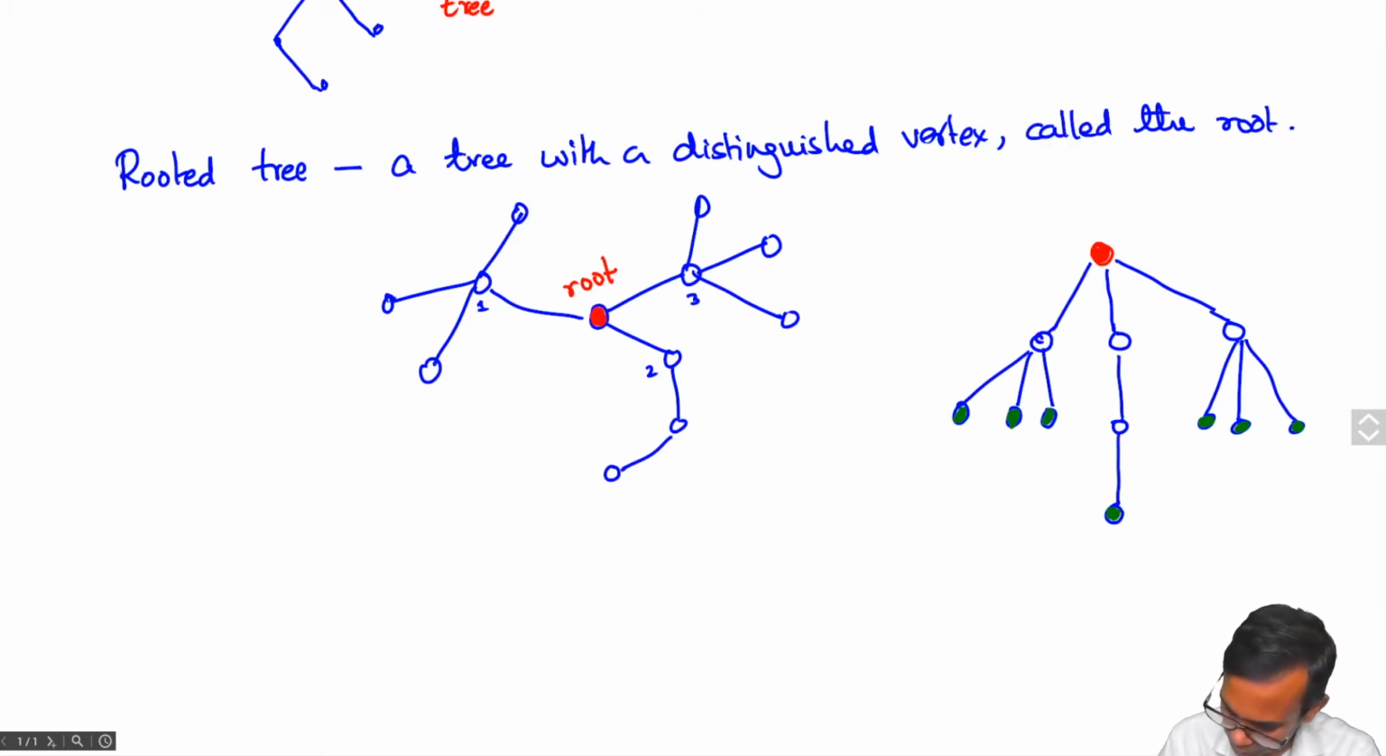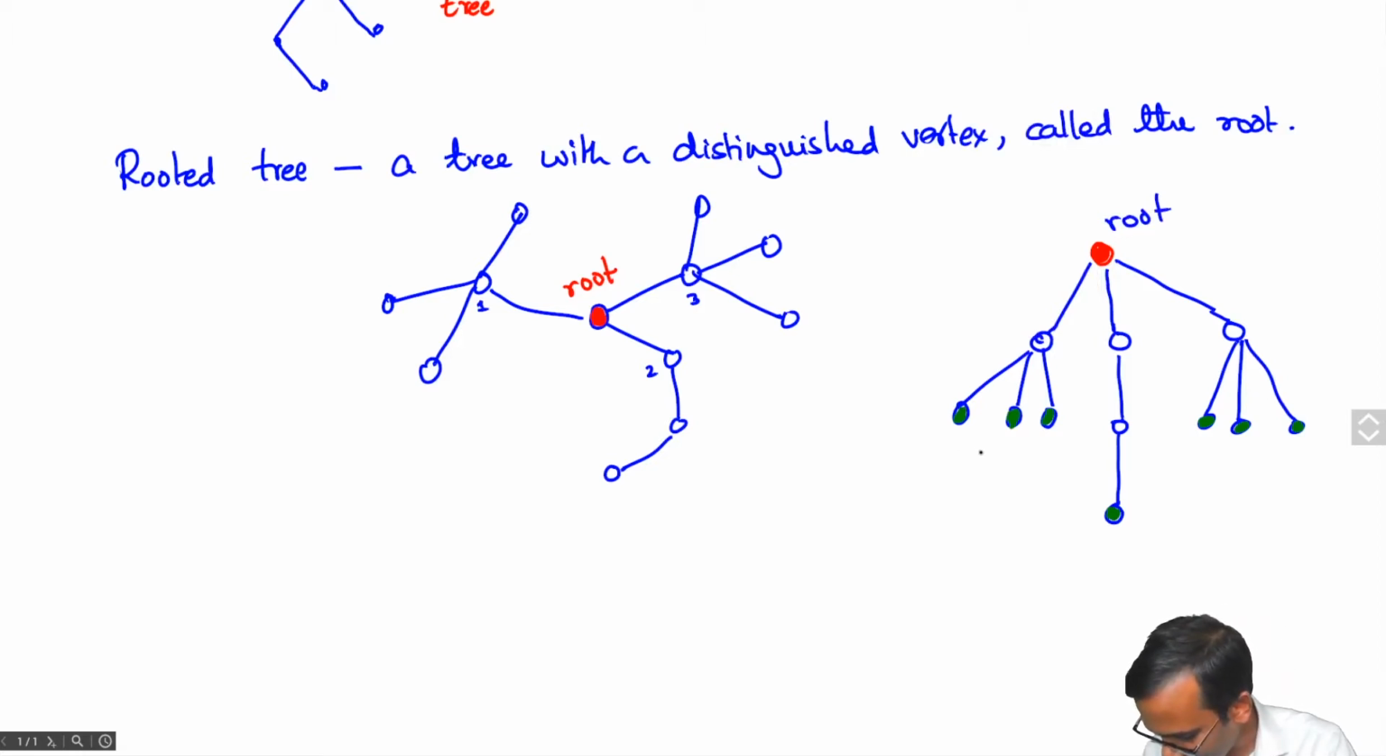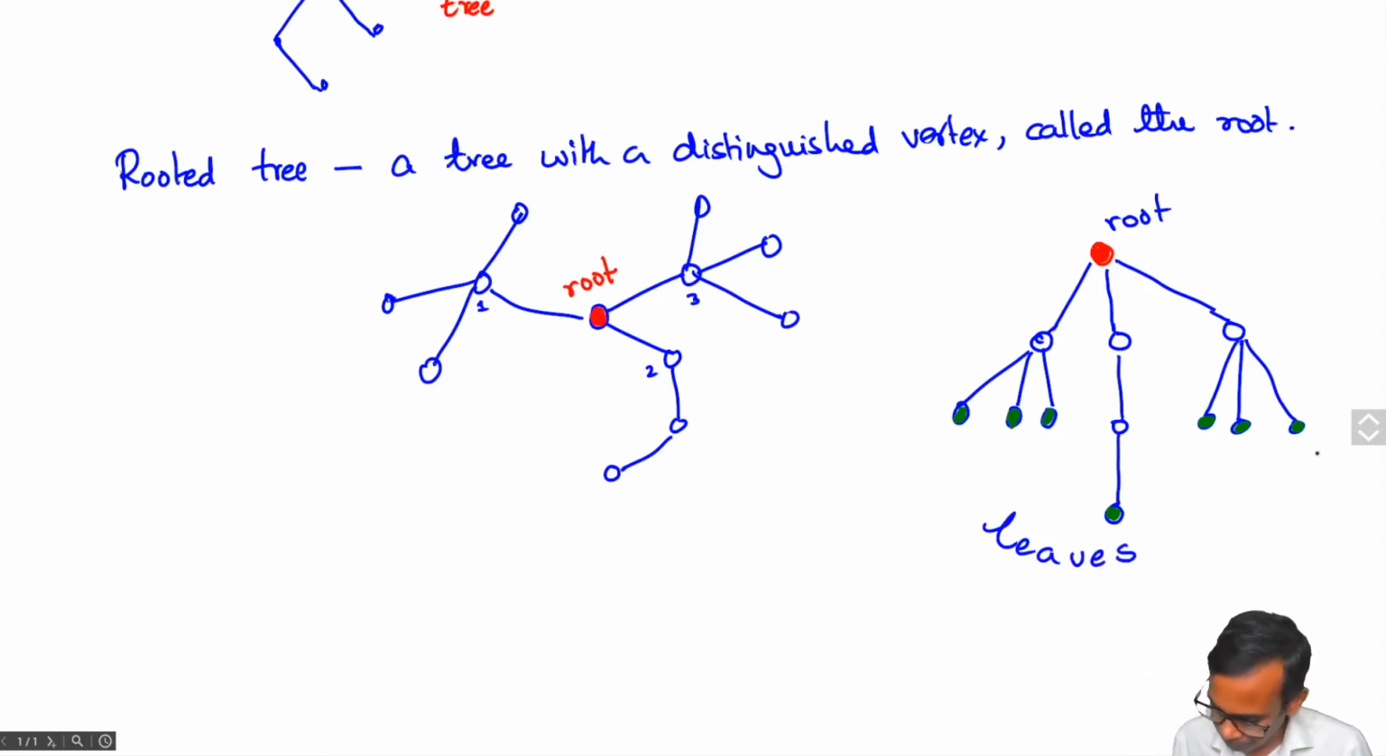So here's the anatomy of a tree. This is the root. And these are leaves. All these. 7 leaves in here. And these remaining nodes are called internal nodes. Okay, so every node of a tree is either the root or an internal node or a leaf. In fact, the root we think of as an internal node.